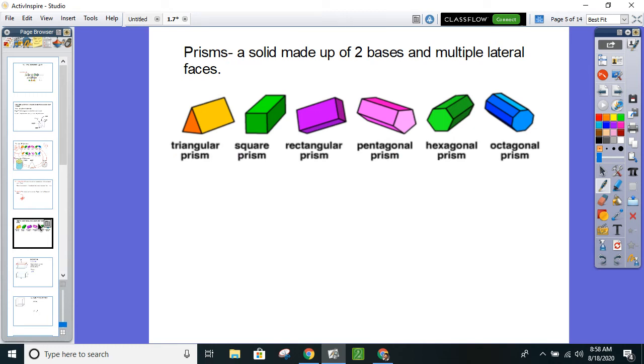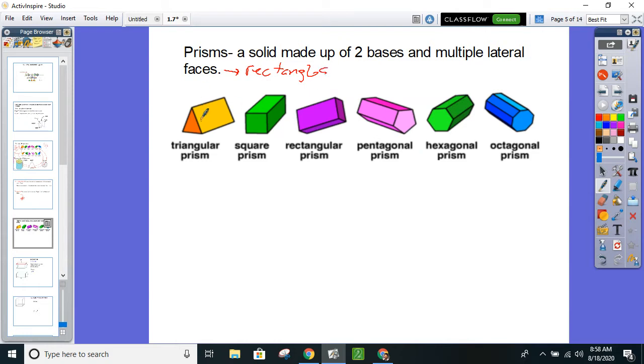We'll start with prisms first. Prisms, again, are made up of 2 bases and multiple lateral faces. Now, on the lateral faces, what kind of faces are all these faces right here? All rectangles.